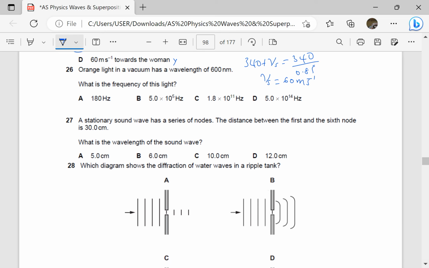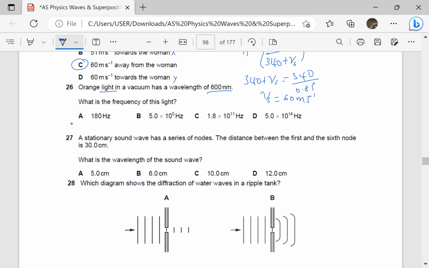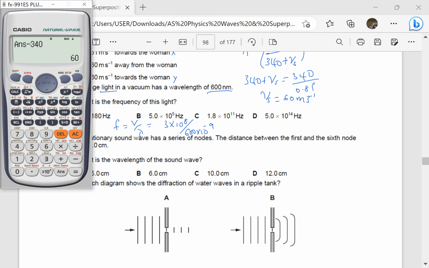Orange light in a vacuum has a wavelength of 600 nanometers. What is the frequency of this? Since it is light, we know the speed. So frequency is going to be v over wavelength, which is 3 times 10 power 8 divided by wavelength, which is 600 times 10 power negative 9. From our calculator, 3 exponent 8 divided by 600 exponent negative 9.